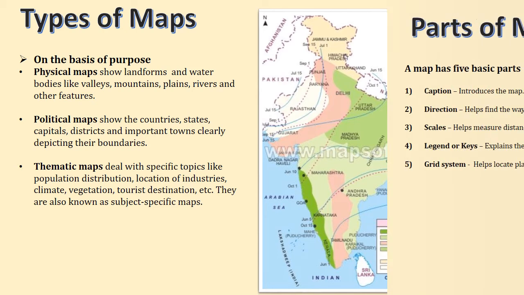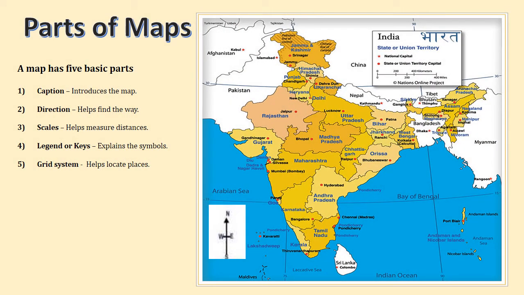But in all the maps, some things are very common, which we call parts of a map. These are 5 basic parts which will be found in all maps. The first is caption, which introduces the map. It can be said as a title of the map which gives a summary of the map. The second thing which we find in all maps is direction. It helps us to find the way, and it is an arrow showing the north point, which is represented as N.